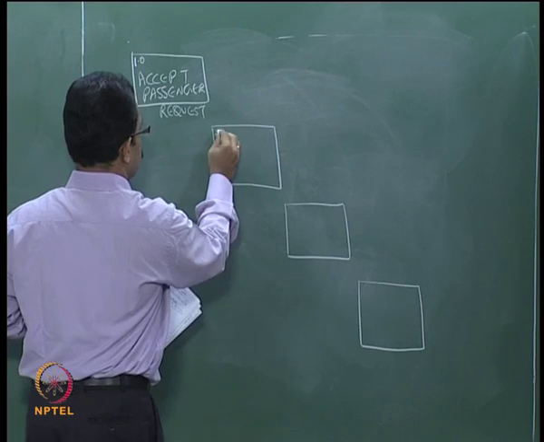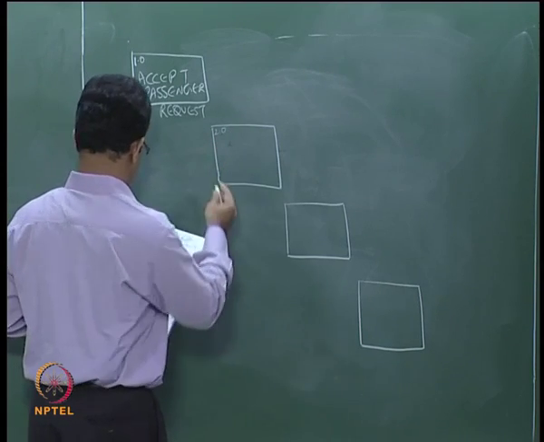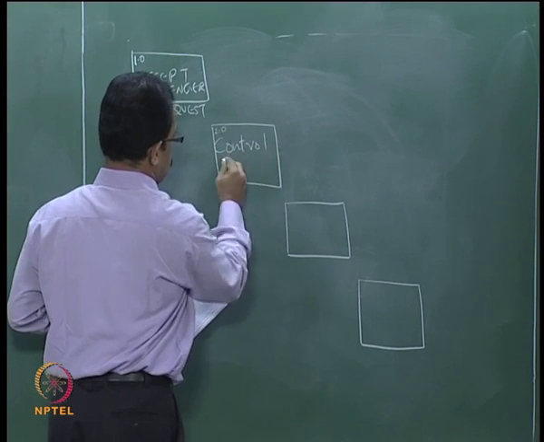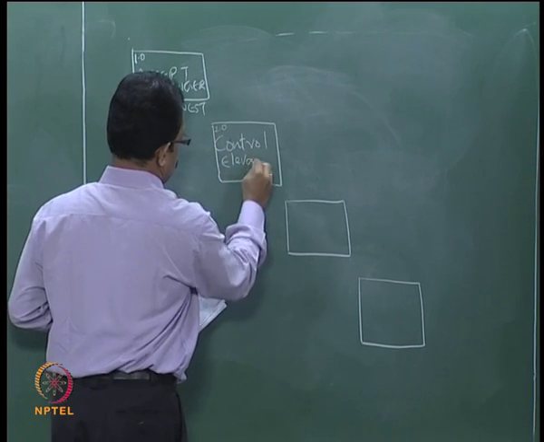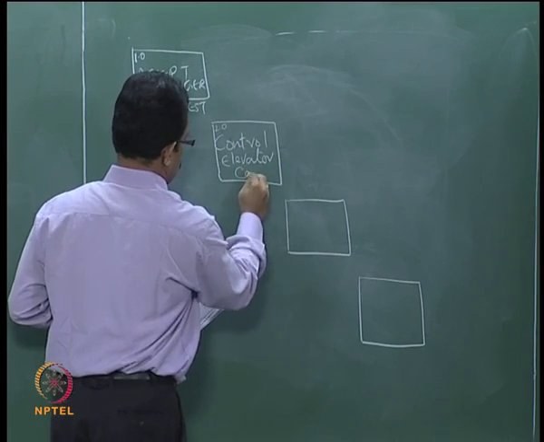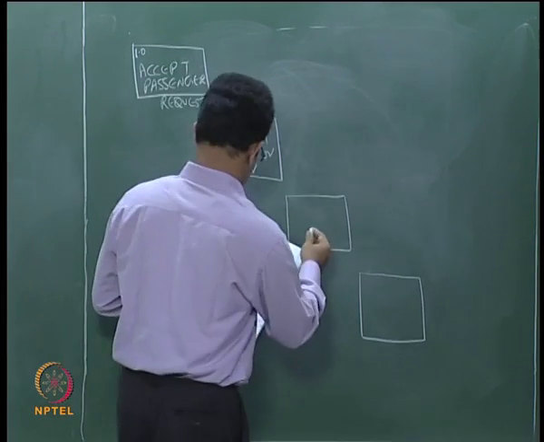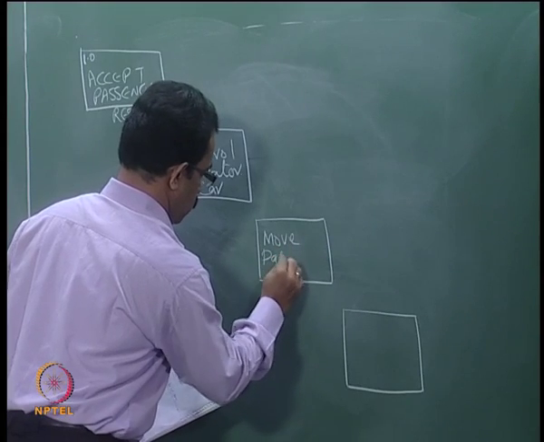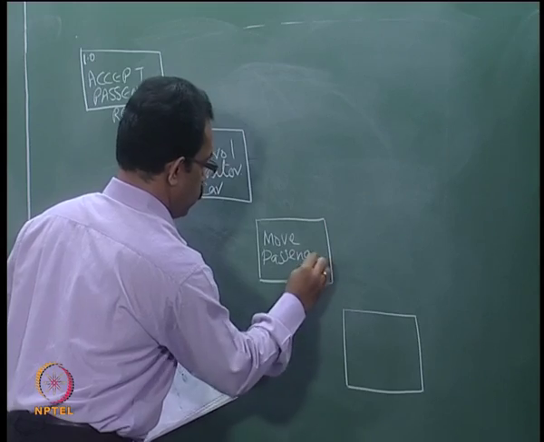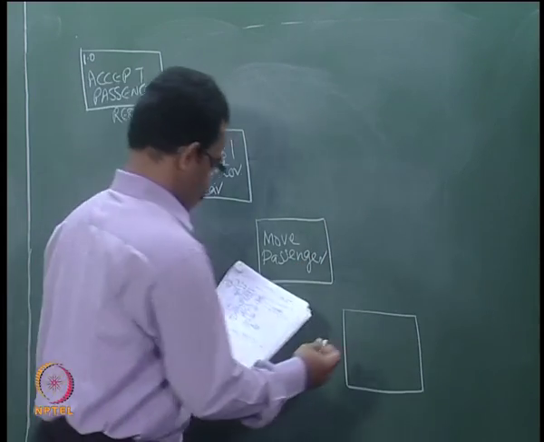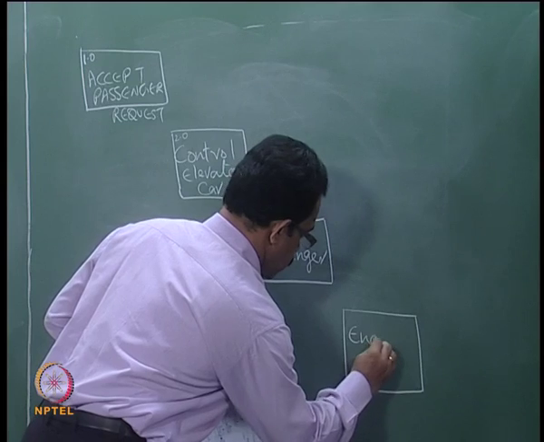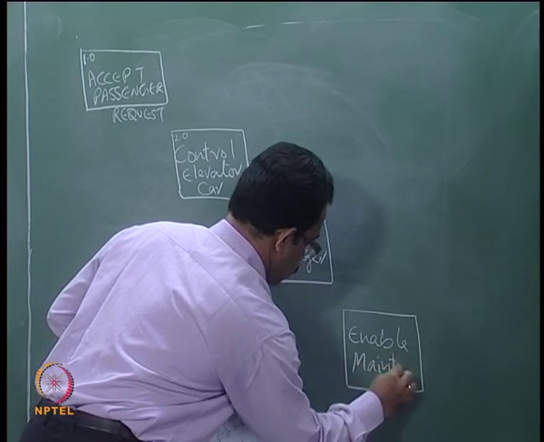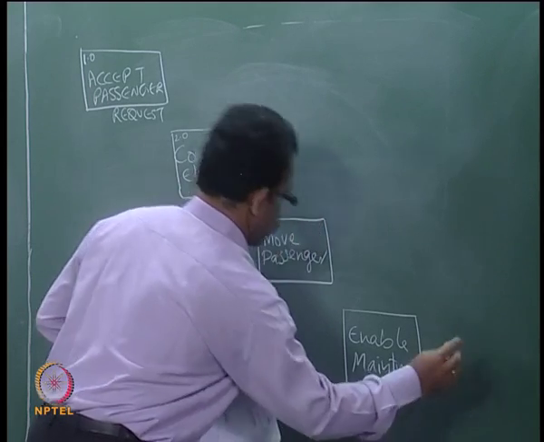So this is 2. So accept passenger request, then control elevator car, then move passengers, basically move passengers between floors, then enable maintenance. So these are the 4 main functions of the elevator.